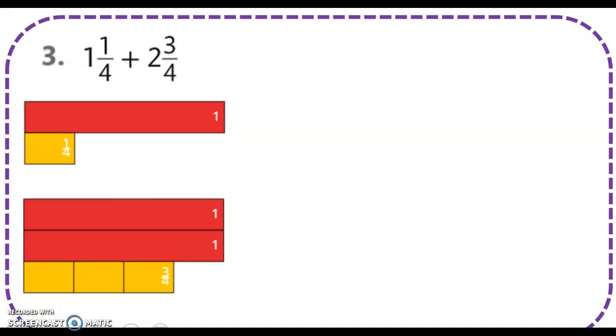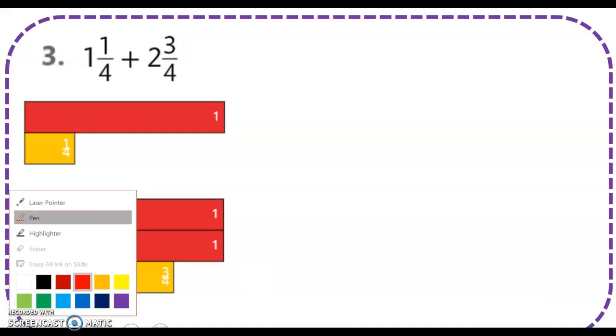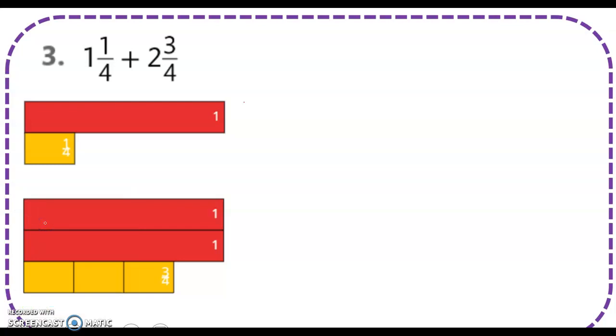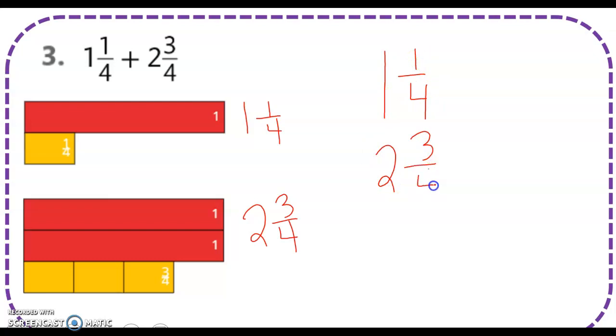Same thing, we have the models. We're combining two separate sets of models. So this is 1 1/4, and this is 2 3/4. I'm going to combine them, I'm going to add them. Here we have the 1 1/4. I'm going to line up my numbers, and 2 3/4.